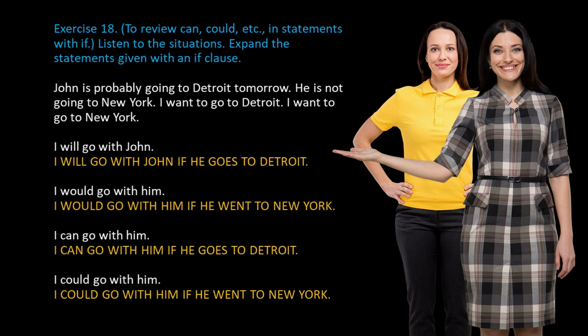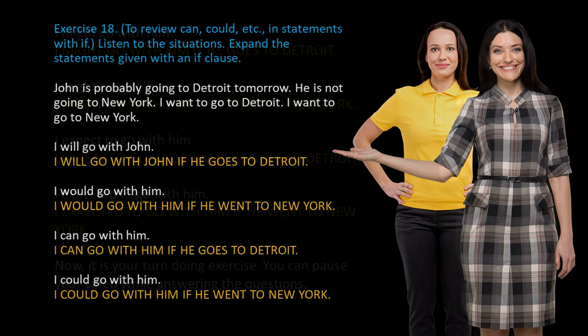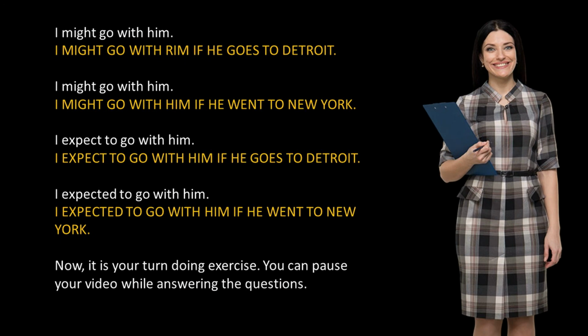I can go with him. I can go with him if he goes to Detroit. I could go with him. I could go with him if he went to New York. I might go with him. I might go with him if he goes to Detroit. I might go with him. I might go with him if he went to New York. I expect to go with him. I expect to go with him if he goes to Detroit. I expected to go with him. I expected to go with him if he went to New York. Now, it is your turn, doing exercise. You can pause your video while answering the questions.